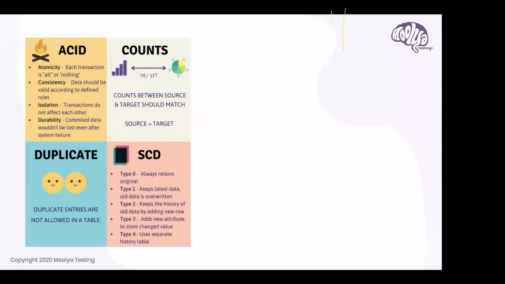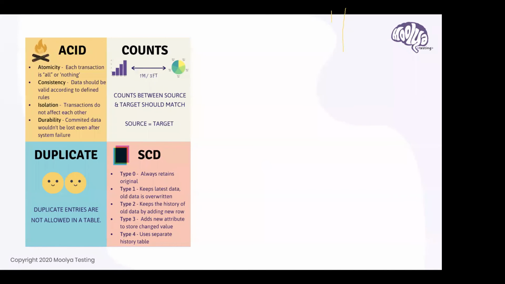So next is SCD. What is SCD? SCD is slowly changing dimensions. We have different types, type 0 to type 6, but the most commonly used are types 0, 1, 2, 3, 4. Type 0 is where no changes are allowed in a table. If you are updating something, those updates should not be reflected in your table, in simple terms.